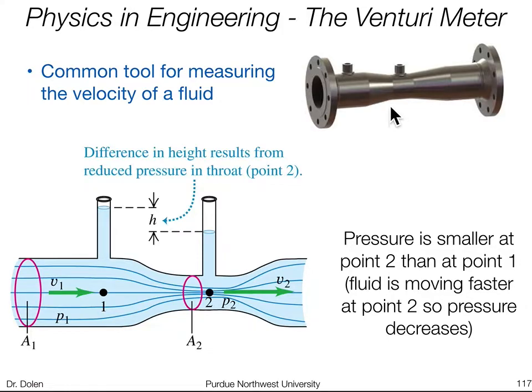And by measuring the pressure at this opening and the pressure at this opening, measuring that pressure difference, you can measure how fast the fluid is moving. So the fluid is moving at some velocity at point 1, it's moving faster at point 2. That means the pressure at point 2 is smaller, which means the water rises less high in this pipe than it does in this pipe. So this height difference translates to a pressure difference, which you can use to measure the velocity of the fluid in the pipe. Okay, so that's another nice example.